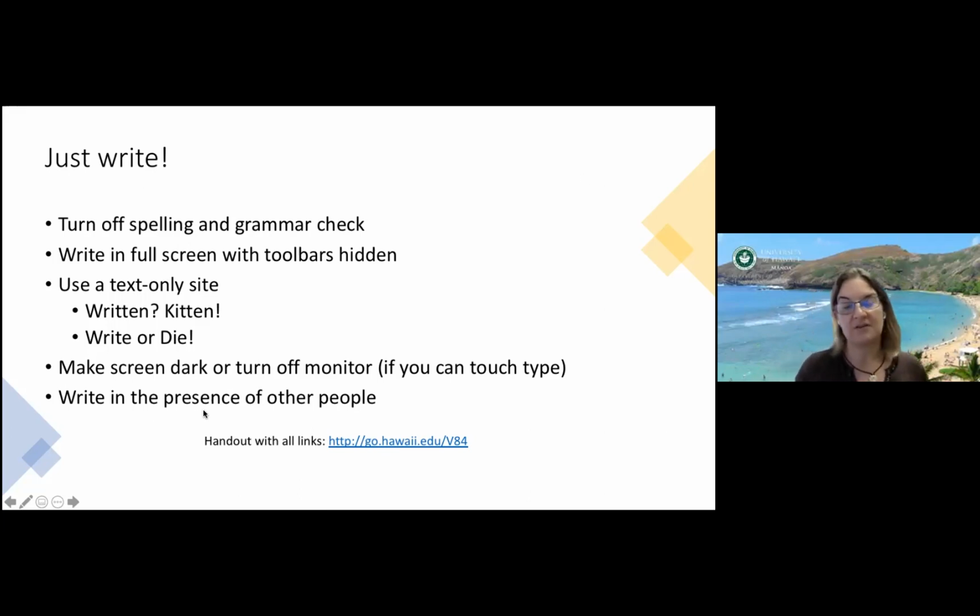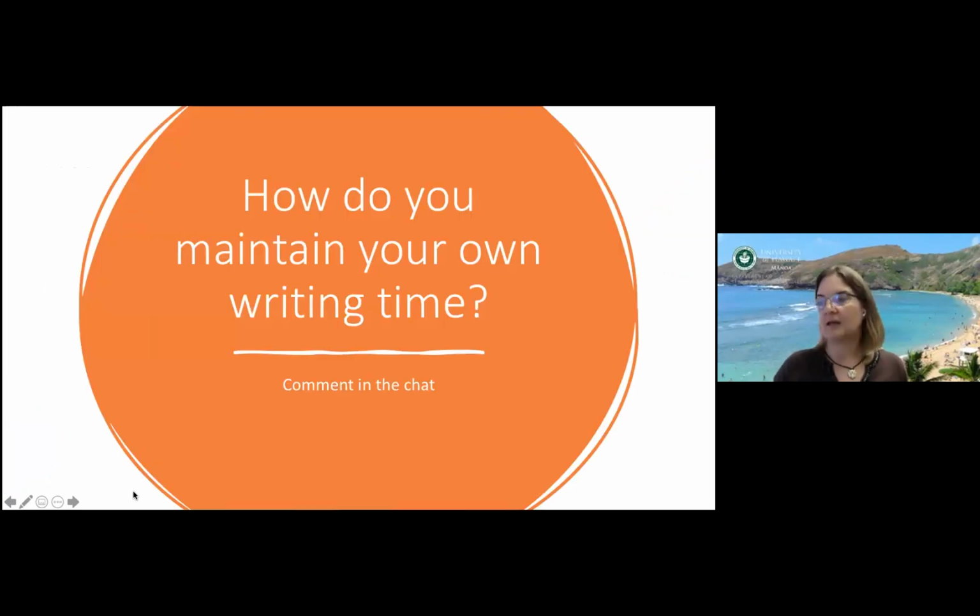Or like I was saying before, writing in the presence of other people so you know that somebody else is keeping track of whether you're checking email or not. All right, we are getting close to the end of time. So if you have other tips for maintaining your own writing time, those of you that are faculty who have to do quite a lot of writing, or things that you recommend for graduate students, please put them in the chat or add them to our shared Google Doc too.